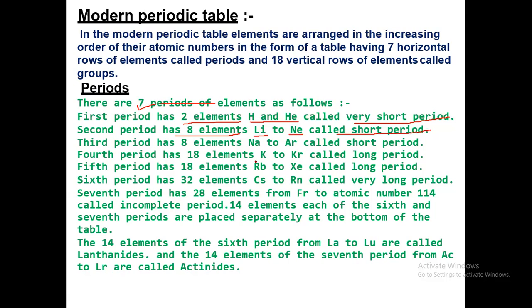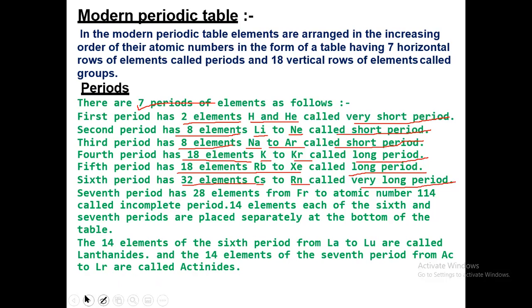This is known as a short period. In the third period, 8 elements are there, from sodium to argon. That is also known as a short period. In the fourth period, 18 elements are there, from potassium to krypton. That is a long period. In the fifth period, 18 elements are there, from rubidium to xenon. That is a long period. In the sixth period, 32 elements are there, from cesium to radon. That is a very long period. The seventh period has 28 elements from francium to atomic number 114. That is called an incomplete period.